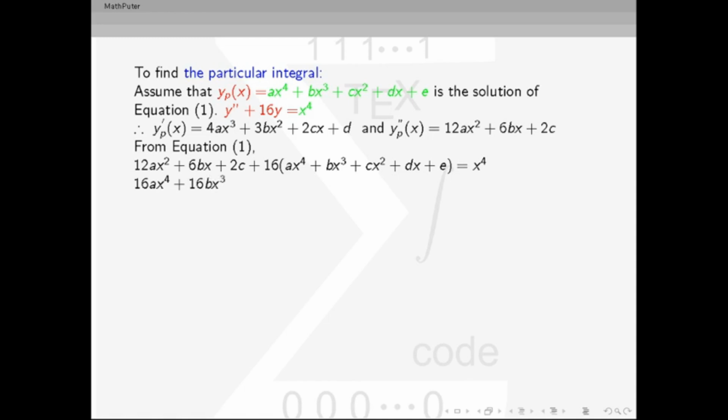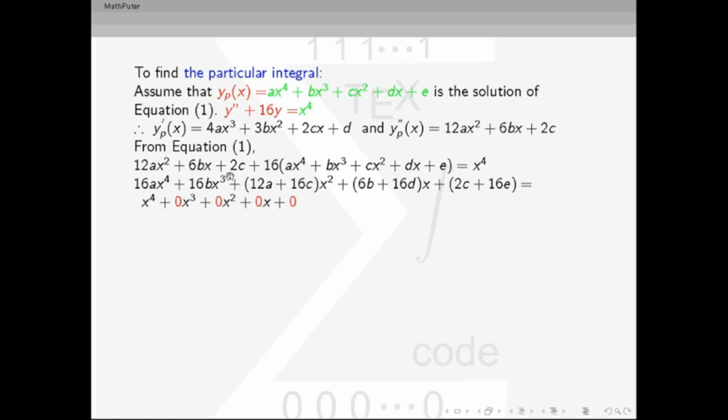This is the term 4x cube, 16bx cube. Now for x square we have 12a and here c, so 12a plus 16c it is. Now for x, what we have, 6b plus 16 into d, and plus constant 2c plus e, equal to x raised to 4, right. So now how I am representing x raised to 4: x raised to 4 plus 0x cube plus 0x square plus 0x plus 0.